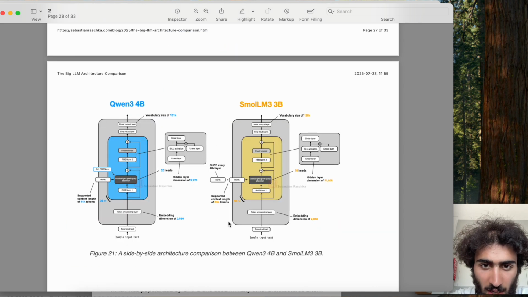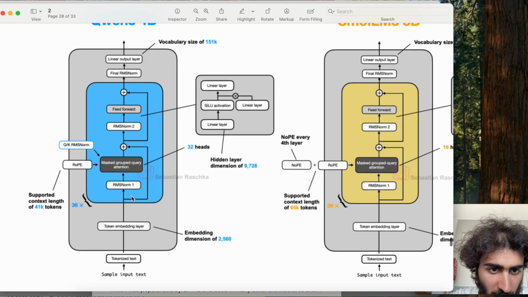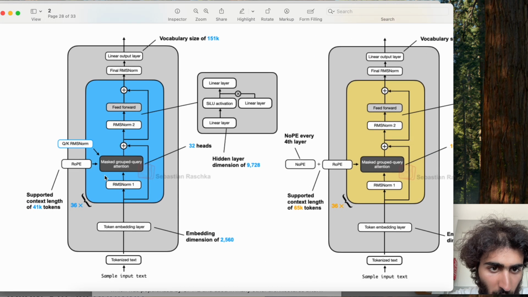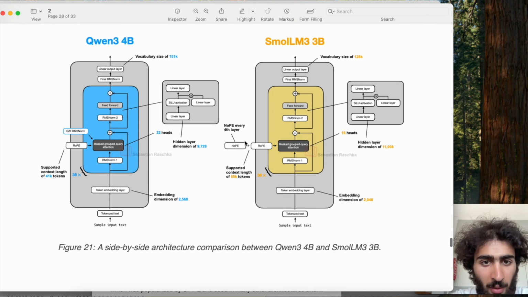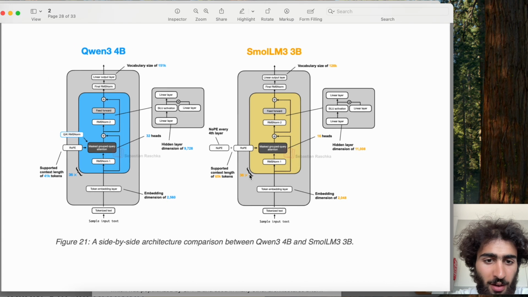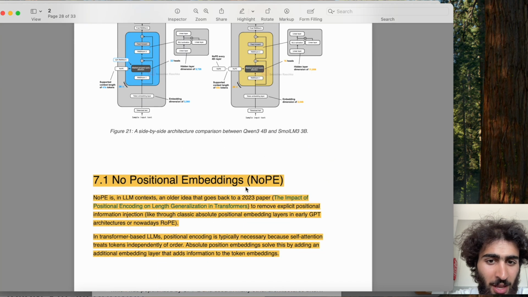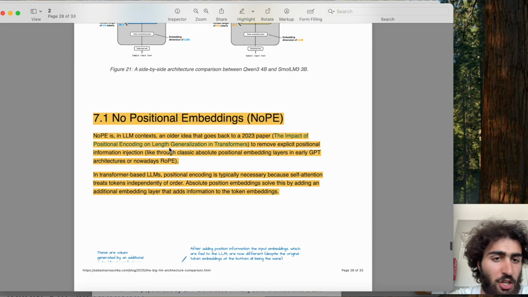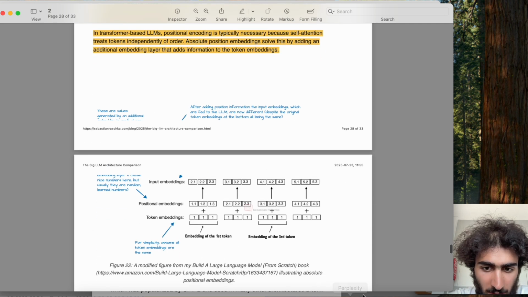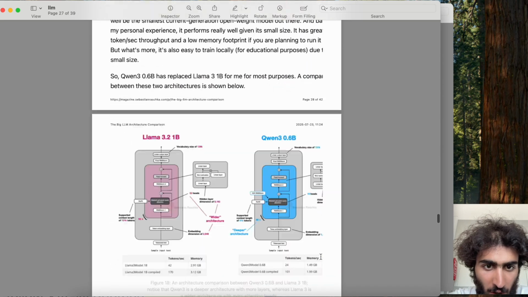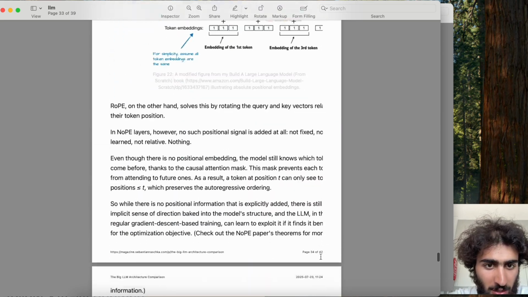And when we discuss the architecture here, it's quite interesting to note that when we compare Qwen 3 4B to SmolLM3 3B, there is a no positional embedding in every fourth layer. And I think this is kind of a silly name because you're just having nothing. This just means that we have no positional embedding. So let me just come to this preview here so that I don't have to cut off the diagram. It's quite hard to print these things out in a PDF.